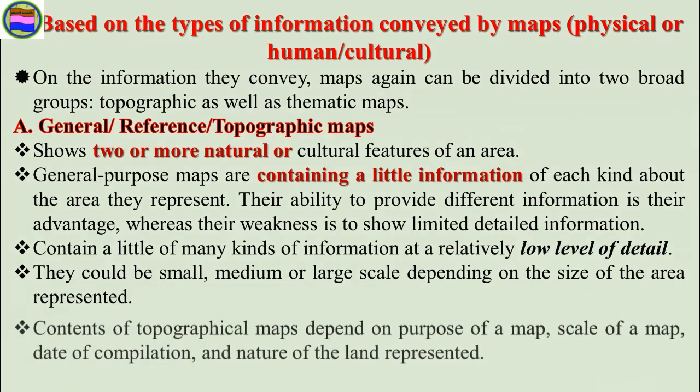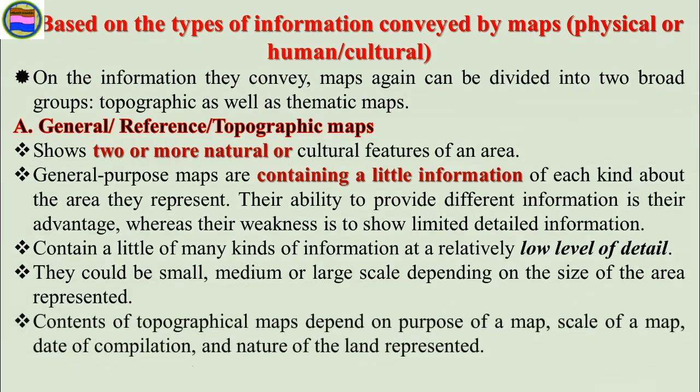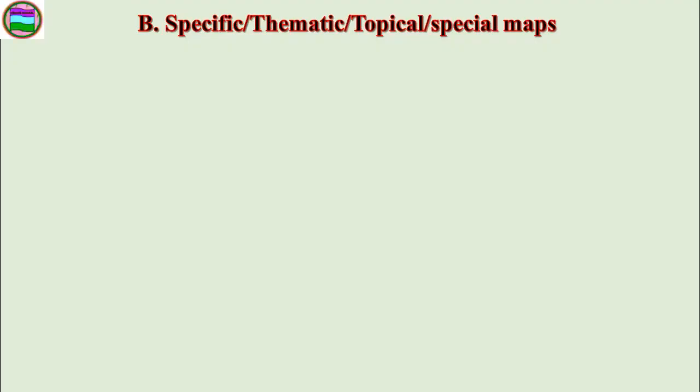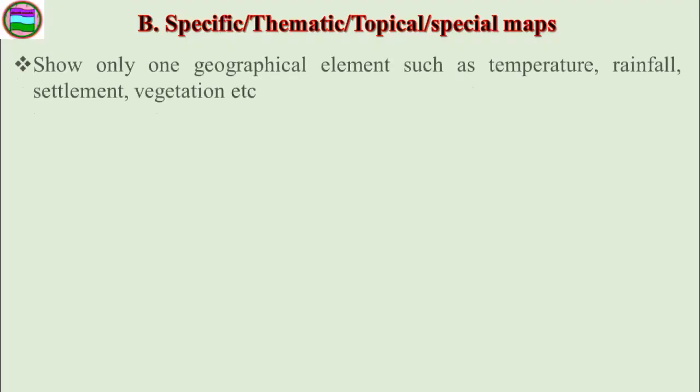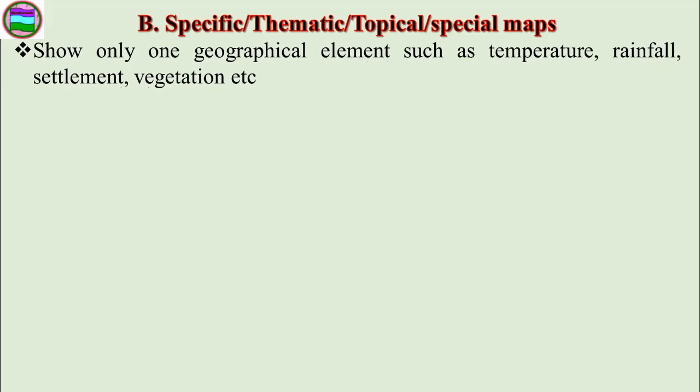The contents of topographical maps depend on the purpose of the map, the scale of the map, the date of completion, and the nature of the land representation. So how we develop this general reference map is determined based on the scale of the map, the date of completion, and also the nature of the land representation. Then the second one is specific or thematic or topical or special maps.